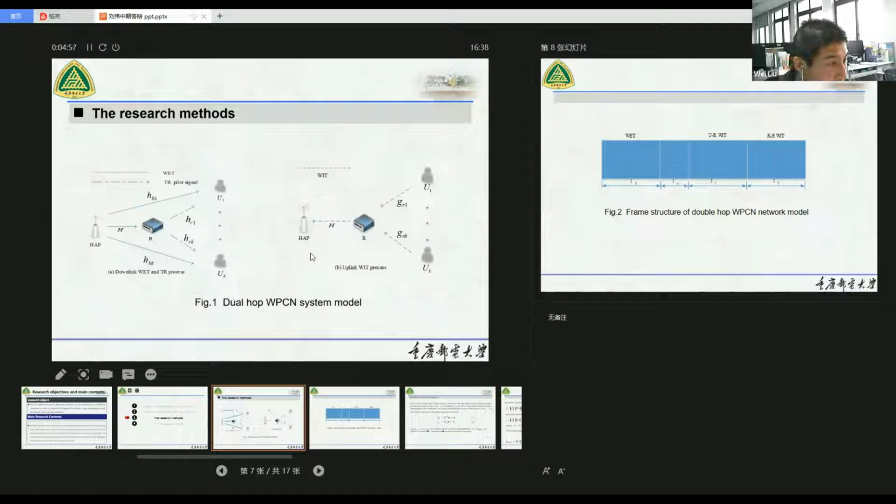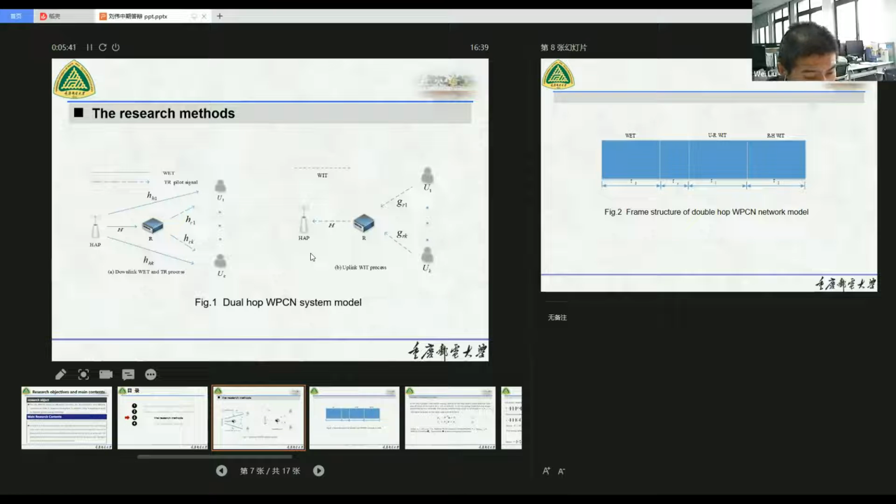As shown in Figure 1, this paper considers a dual-hop WPCN consisting of one HAP, one energy-constrained relay node and K terminals. The hybrid access point, hereinafter referred to as HAP, and the relay node are equipped with N antennas, and the terminal is equipped with a single antenna. The transmission process of the whole system is completed by three processes.